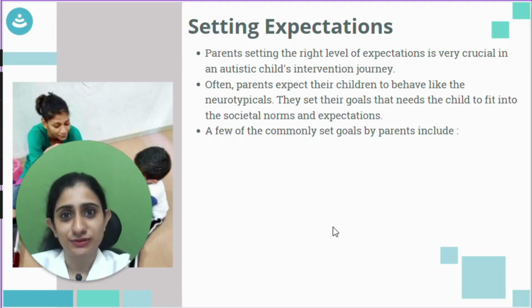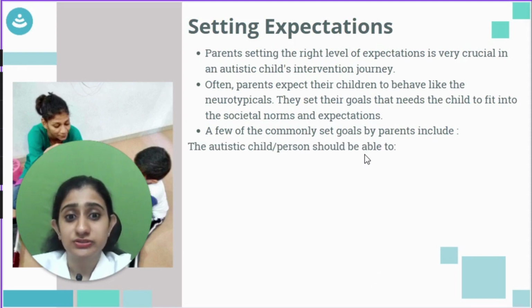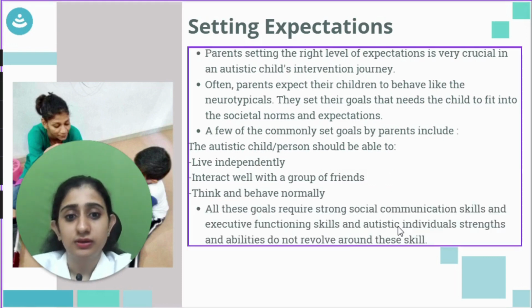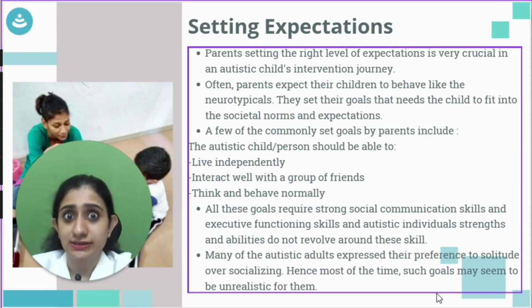Now, let's look at another important topic, that is setting expectations. Parents setting the right expectation is very crucial in an autistic child's intervention journey. Often parents expect their children to behave like the neurotypicals. They set goals that need the child to fit into societal norms and expectations. A few of the commonly set goals by parents include that the autistic child or person should be able to live independently, interact well with their group of friends, think and behave normally. But if we look at all these goals, they require strong social communication skills and executive functioning skills, and autistic individuals' strengths and abilities do not really revolve around these skills. Many autistic adults expressed their preference for solitude over socializing. Hence, most of the time, such goals may seem to be unrealistic for them.